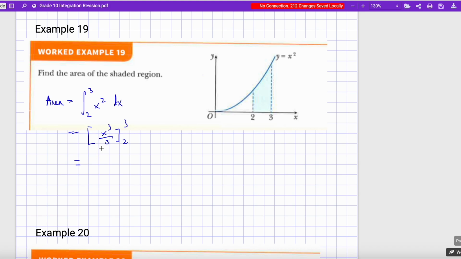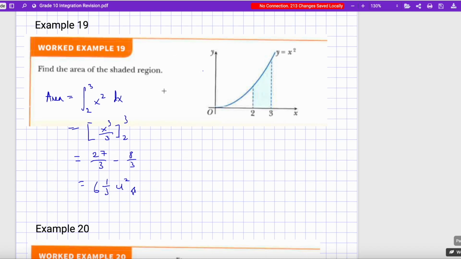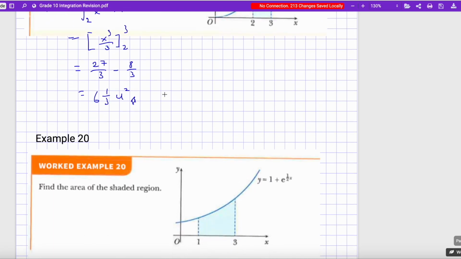So what do we have? 27 over 3, minus 8 over 3. Work it out on your calculator, it should be 6 1/3 unit square. Because it's area, we just use unit square to represent the area. So this is a very simple example. I hope it's clear. Let's look at example 20.